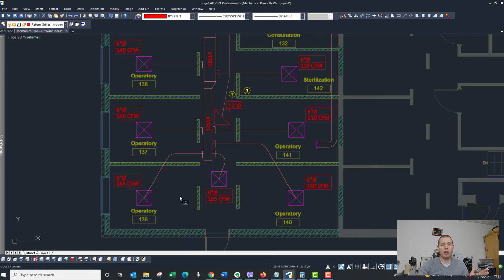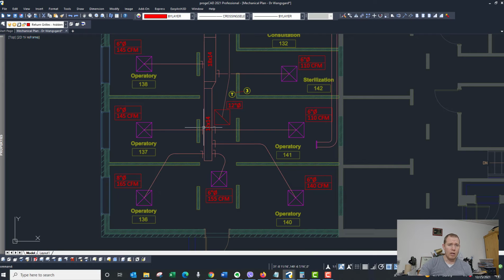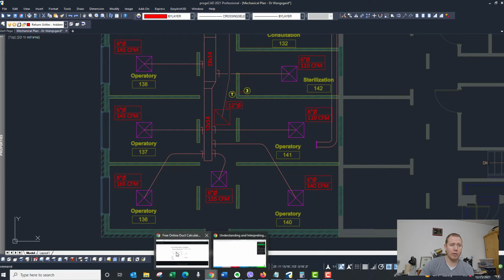So going back to the calculator for a minute, here's the process I would go through. If I'm sizing this last length of duct right here, so if I pull out my calculator and I add up the airflows from these 5 diffusers that are fed from it, 45 plus 165 plus 155 plus 140 plus 110, I get 715 CFM. Okay, and the tallest of them is I've got one 8-inch, so I have to be at least 10 inches tall. So let's go with that for just a minute.